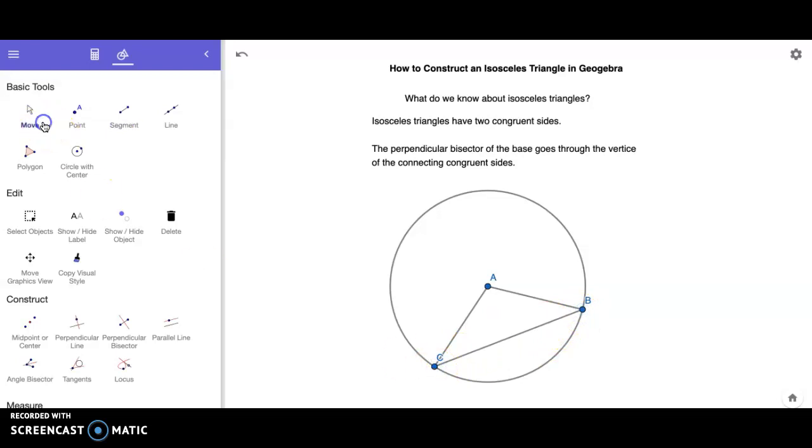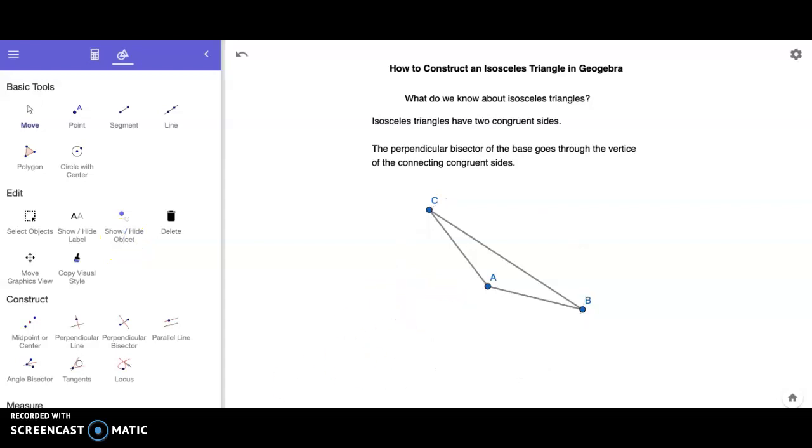Now we see that if I move this point anywhere on the circle, I'm going to have an isosceles triangle because segments AC and AB are going to be congruent. And if you just want to see the triangle, you can use the show/hide object tool and click on your circle, and then you are left with your triangle like such.